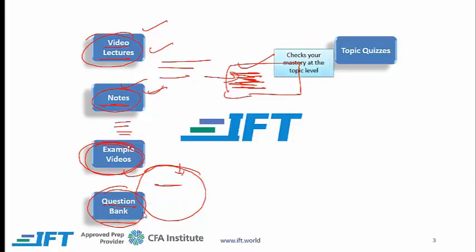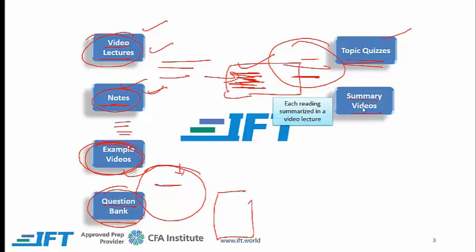The question bank is at a reading level. So in other words, for every reading, there will be a set of questions. We also offer topic quizzes, which means that when you are done with a given topic, such as quantitative methods, you will get a quiz on that topic. So this checks your mastery at the topic level.